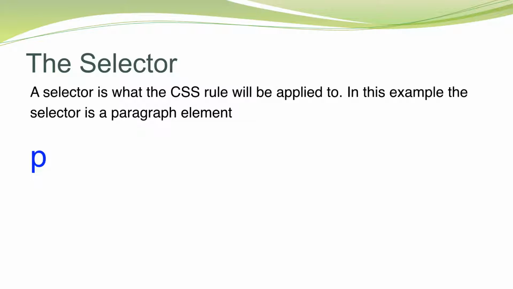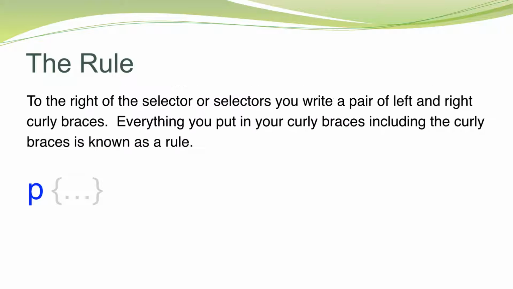You can have more than one selector depending on whether or not you are grouping selectors or writing them as descendant selectors. Grouping and descendant selectors will be discussed in another video. To the right of the selector, or selectors, you write a pair of left and right curly braces. Everything put in the curly braces, including the curly braces themselves, is known as a rule.